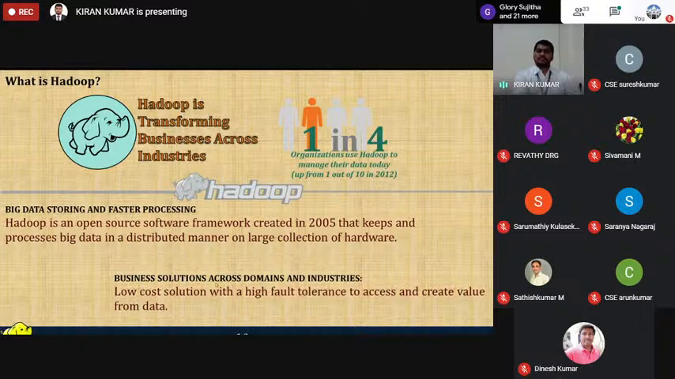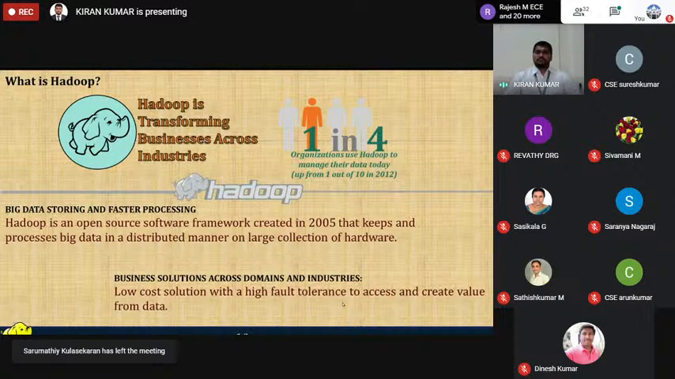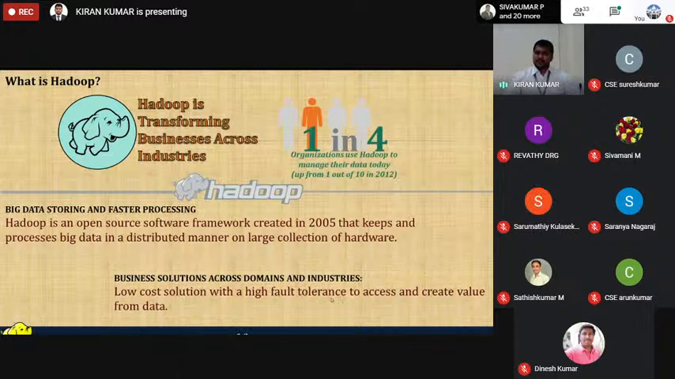Here, business solutions across domains and industries. You take any kind of business, we have different domains, and everywhere Hadoop has created an impact. It is a low cost solution with high fault tolerance, because it is open source. As I told you, it is free of cost. Anybody can access it, anybody can process the data. And it is fault tolerant. We are going to understand how, because in the traditional approach we have seen if one node fails, our data is lost. But how we are going to overcome this, let us step in detail.